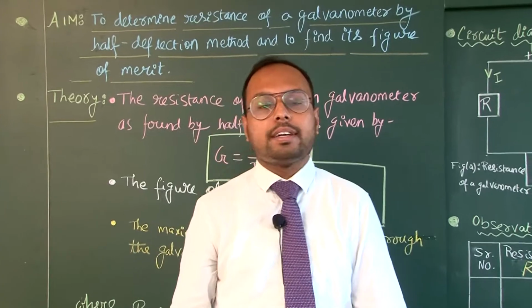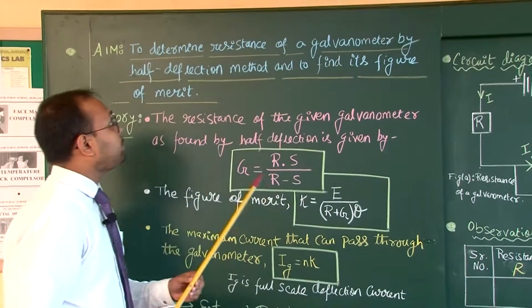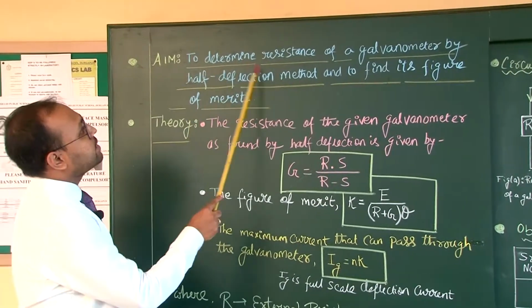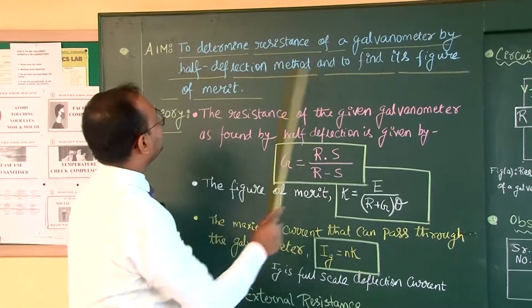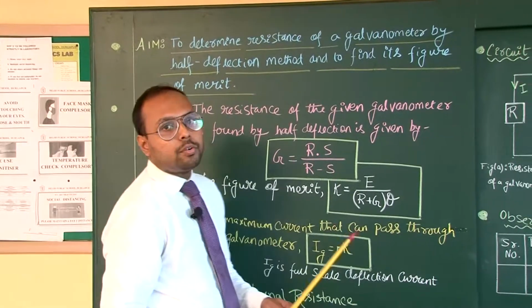Today we will be doing a practical. The aim of the practical is to determine the resistance of a galvanometer by half deflection method and to find its figure of merit. So, this practical today we will be doing.